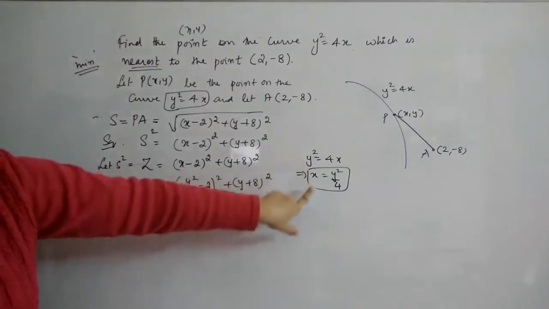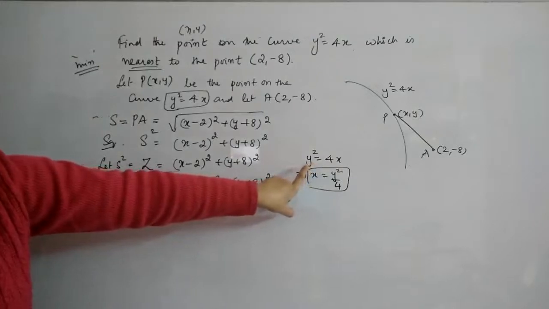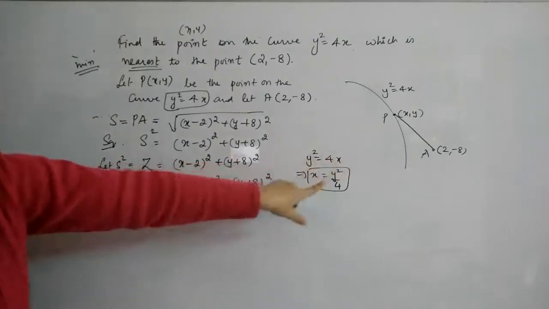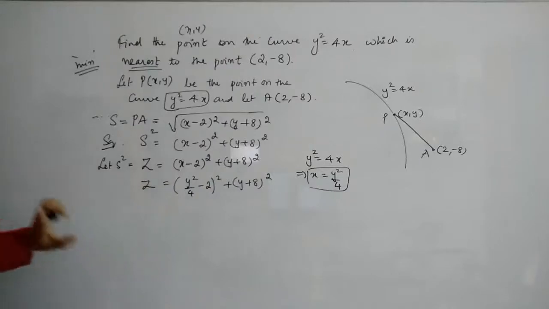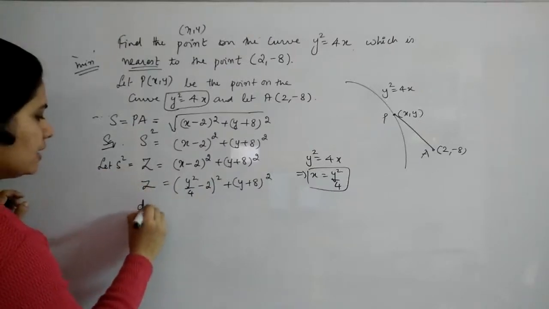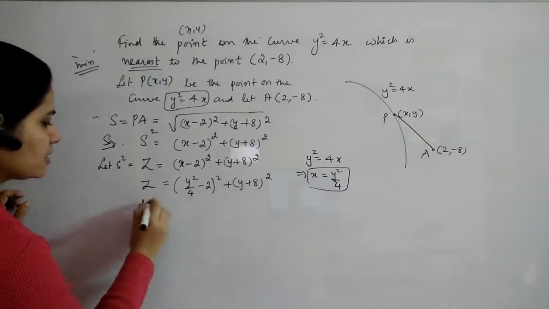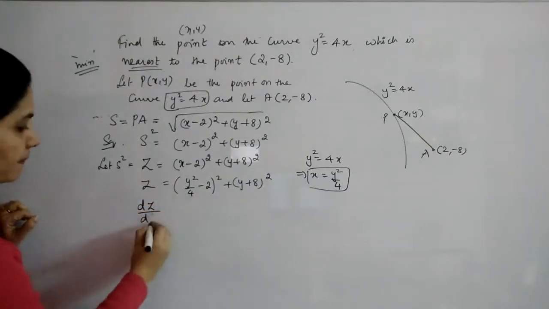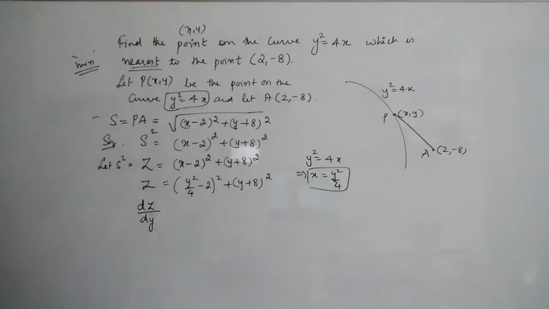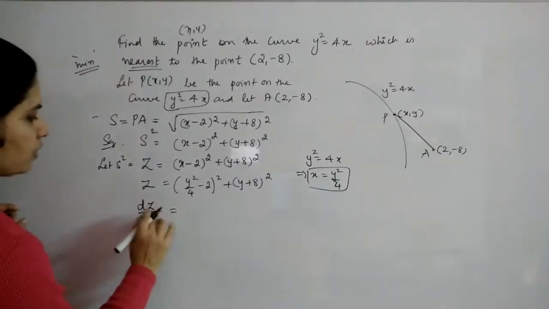Suppose you try to find out what is y in terms of x. That is difficult because you will get a root of that, so this is easier. Now we have to differentiate this. We have taken this as z, so dz by dy. Now what will be dz by dy?